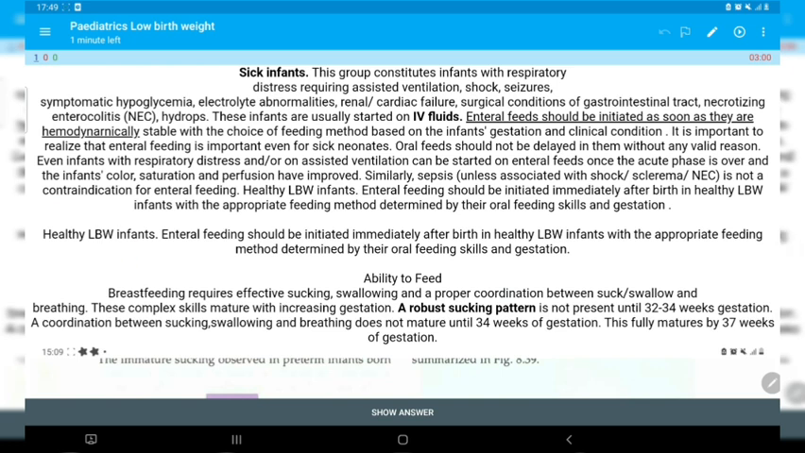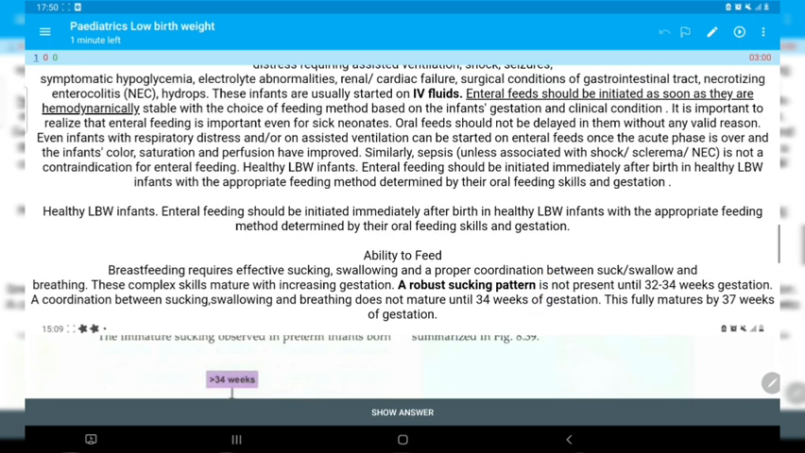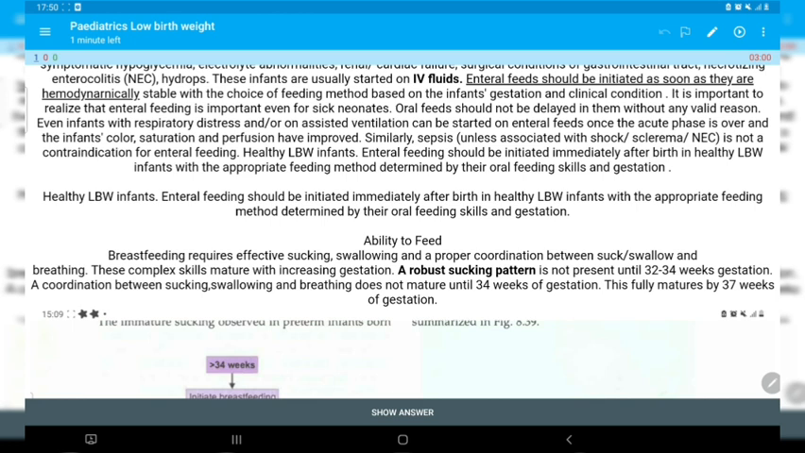Then healthy low birth weight infants: enteral feeding should be initiated immediately after birth, with the appropriate feeding method determined by their oral feeding skills and gestation. So the ability to feed is the main thing. Breastfeeding requires effective suckling, swallowing, and proper coordination between suck, swallow, and breathing. These three things must develop. Normally suck, swallow, and breathing mature at 37 weeks, but after 34 weeks they can learn these techniques.